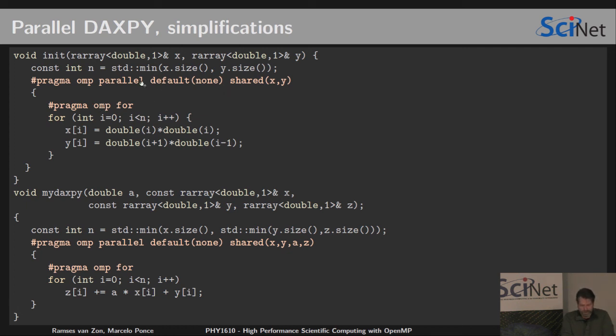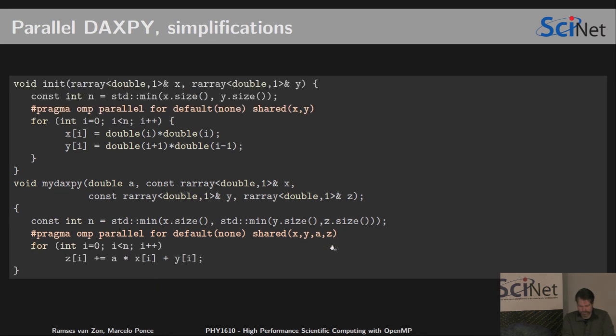And then, as I said, we can combine parallel and for. So it looks like this. Pragma omp parallel for default none shared. And the same here. I just have to share a little bit more. And then, of course, I take out the empty lines.